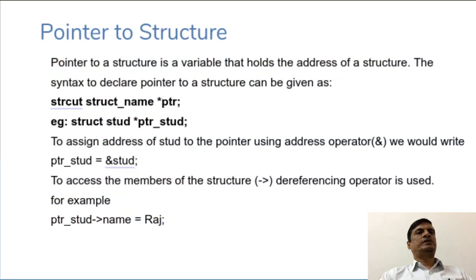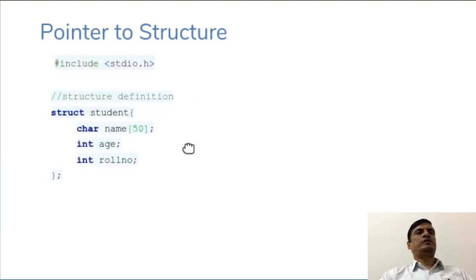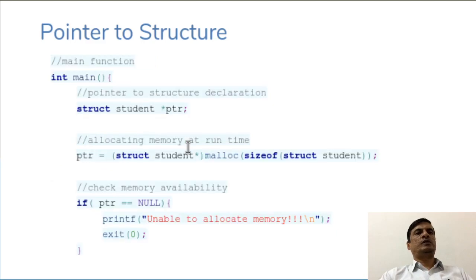Followed by that, we discussed that we can also define a pointer to a structure, just as a pointer can be defined for a normal variable. In today's class we will discuss in detail the pointer variables. Here PTR is a pointer variable which points to a structure of the type student.